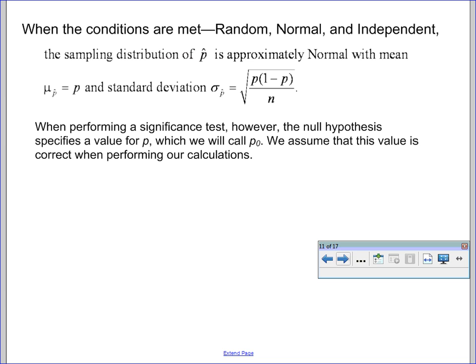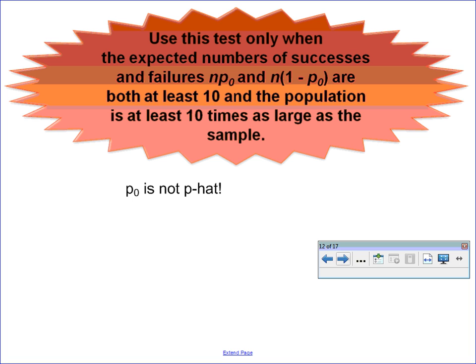And this is what I was saying earlier, that we're going to use P0. We're going to use the p-value given by the null hypothesis, not the p-value that comes out of our sample. Because the whole theory of this test is designed around the idea that the null hypothesis is true. If the null hypothesis is true, then that is the value for P. Remember, P0 is not P hat. And you check with P0 when you do your n times P and your n times 1 minus P.